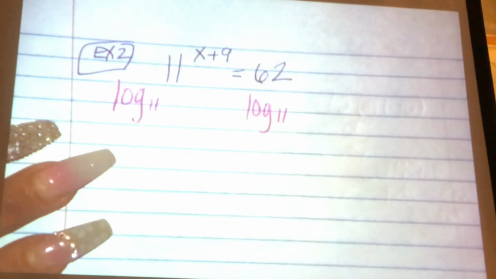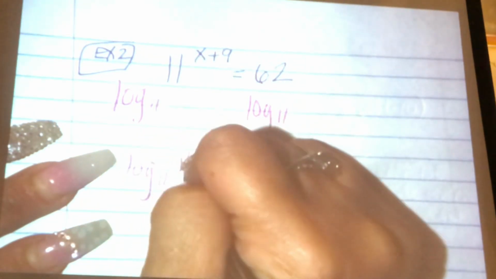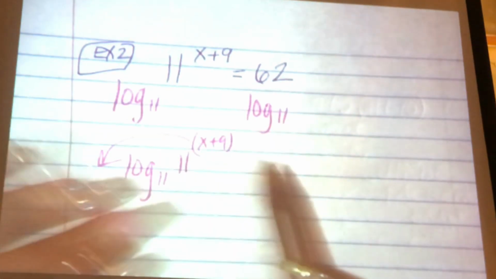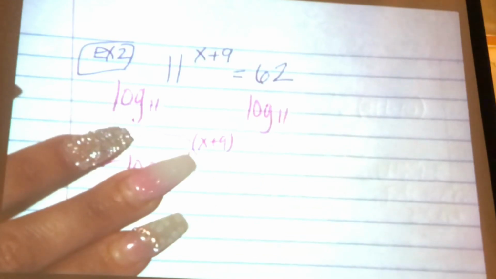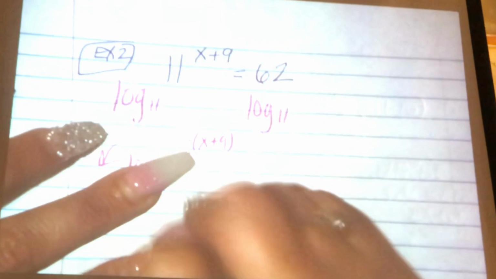You're going to get to the point where you're not going to need to write it all out. You're going to know that this says log base 11 of 11 to the x plus 9. Oh yeah, I'm going to need to drop that. Log base 11 of 11 goes away. I'm just left with x plus 9. I'm hoping you get to the point where you could just do this and go straight to this.